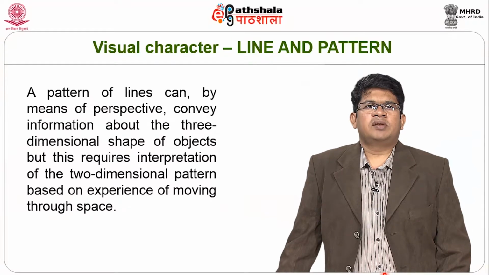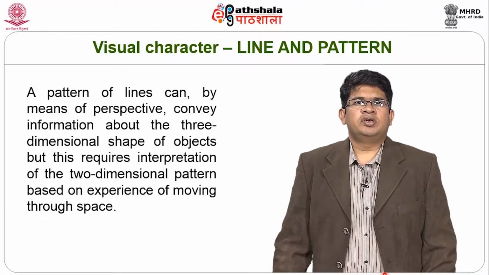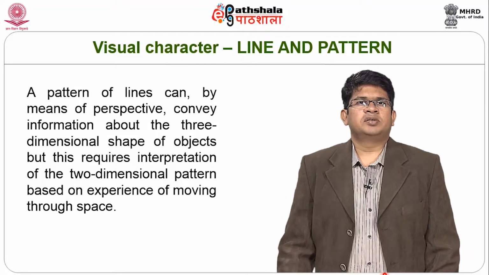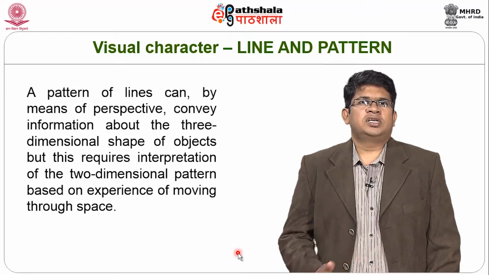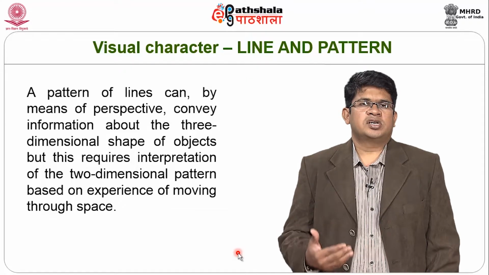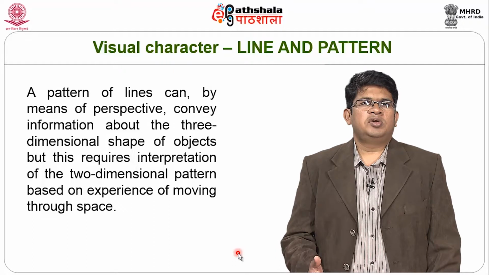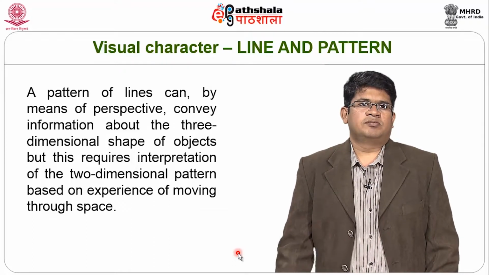A pattern of lines can, by means of perspective, convey information about the three-dimensional shape of objects, but this requires interpretation of the two-dimensional pattern based on experience of moving through space. So, even before we look at how we perceive a particular form of a plant, it is important how the two-dimensional lines create that kind of pattern in the particular facade of the plant, so that the silhouette is created and then we could perceive the form of the plant eventually.